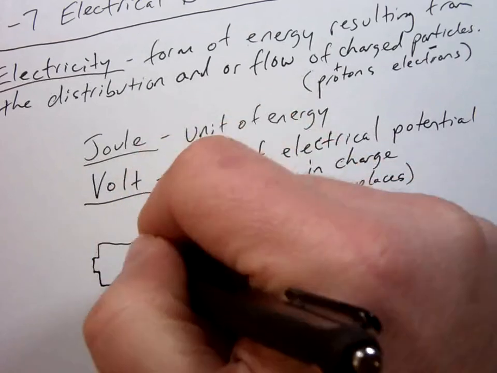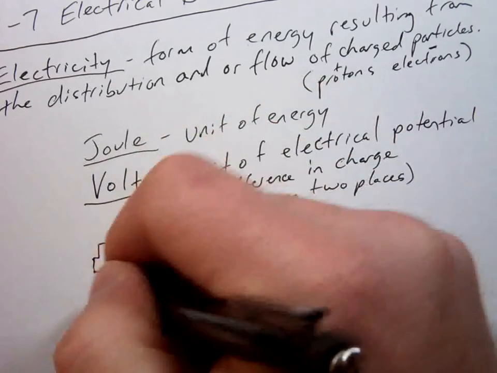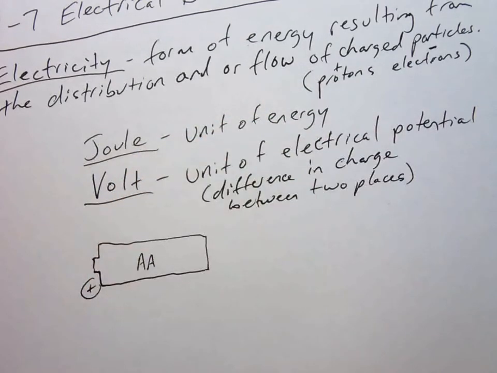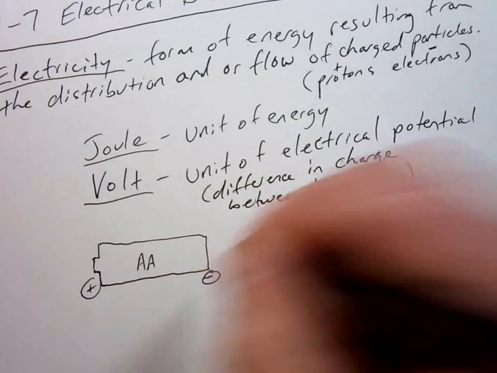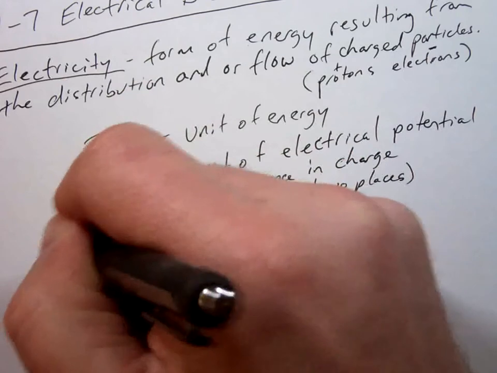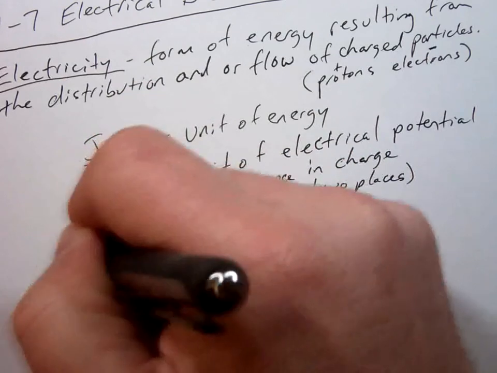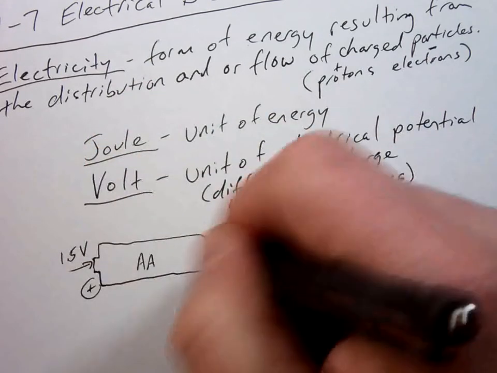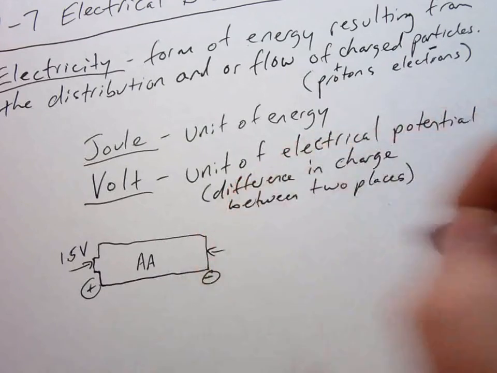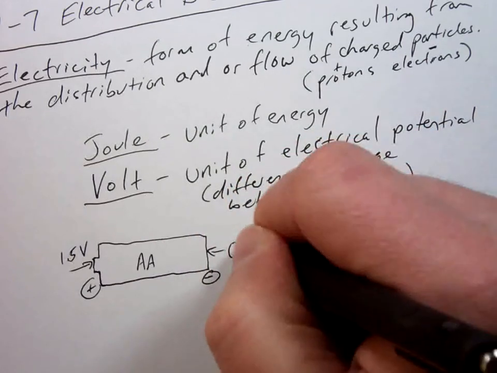Okay, double A. This is the positive. I think that's right. Yep, there it is on the side. And this is the negative end. Okay, the positive has 1.5 volts right here on this terminal. And then this end right here, that terminal is 0 volts.